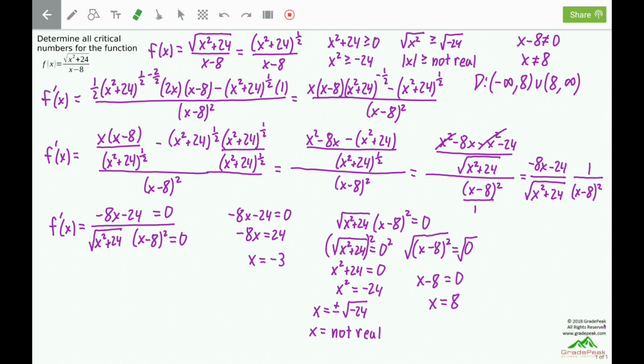We will now check to see which of these will be in the domain. The domain is all real numbers except for 8. So negative 3 is a real number, but it's not an 8. And we can't have the not real result, so we can cross that out. And x is not allowed to be an 8 in the domain, so we can cross x equals 8 out. And it looks like we have one critical number for the function, and it is x equals negative 3.